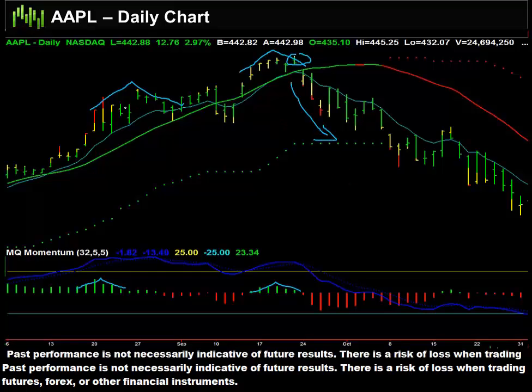Okay, does anybody have any questions on this divergence? And this is known as a bearish divergence because we are looking for prices to fall. Okay, seems like it's pretty clear to everybody.